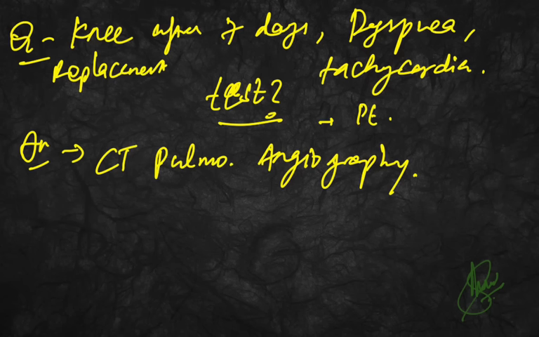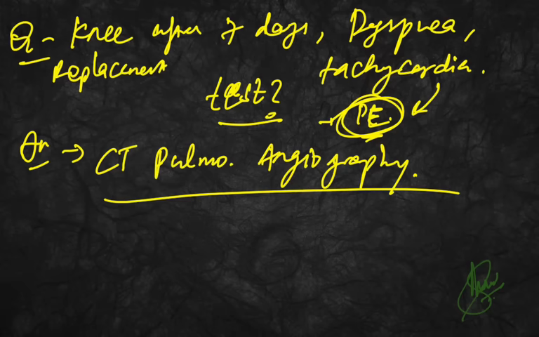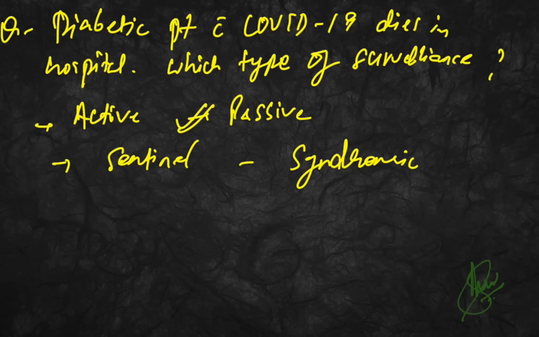Now knee replacement was done for the patient. After 7 days he came with dyspnea and tachycardia. Which of the following tests will be done to rule out the condition? These are the symptoms of pulmonary embolism, and the test which will be done is CT pulmonary angiography.